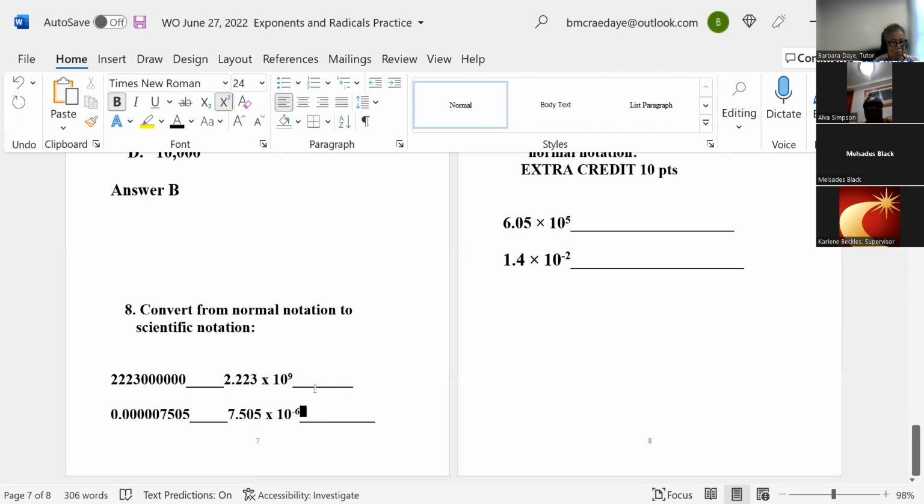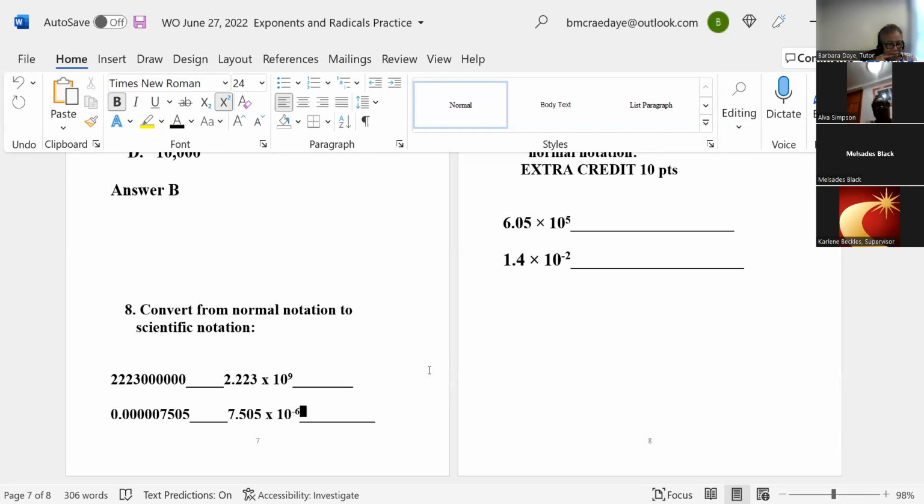I remember that stick in the head: if you move to the left, it's positive, and if you move to the right, it's negative. Another way to remember it: if the number is less than 1, you're always going to have a negative exponent. If it's greater than 1, you're going to have a positive. Less than 1 is a decimal number, and it's always going to be negative for your decimal numbers.